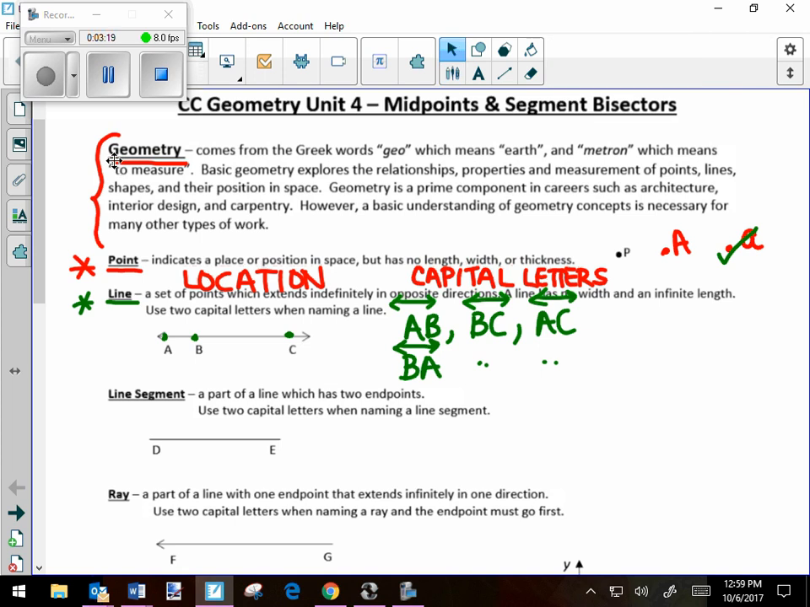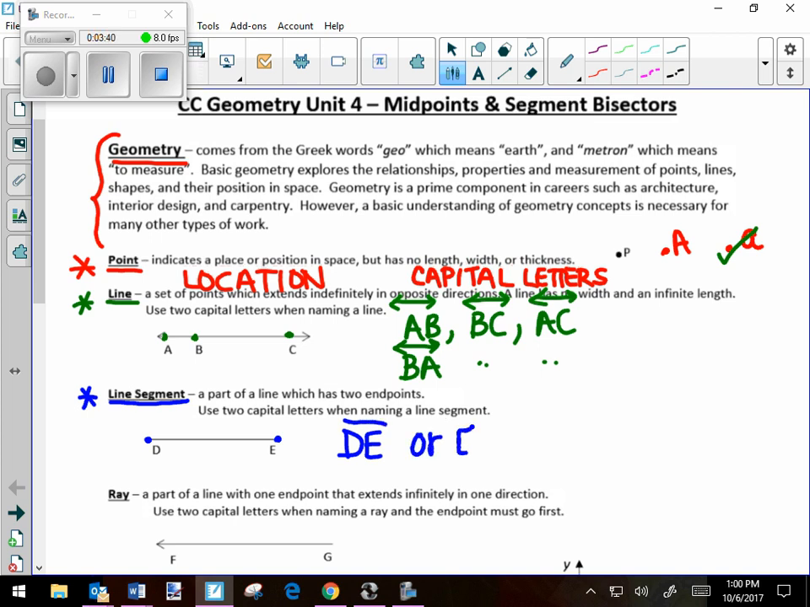The third thing that we need to talk about is a line segment, and that is going to be part of a straight line. A line segment can be measured as far as how long it is because it has a definite starting point and ending point. I use two capital letters to name this as well. So I would name this line segment DE, and again, the order doesn't matter, so you could call it line segment ED as well.